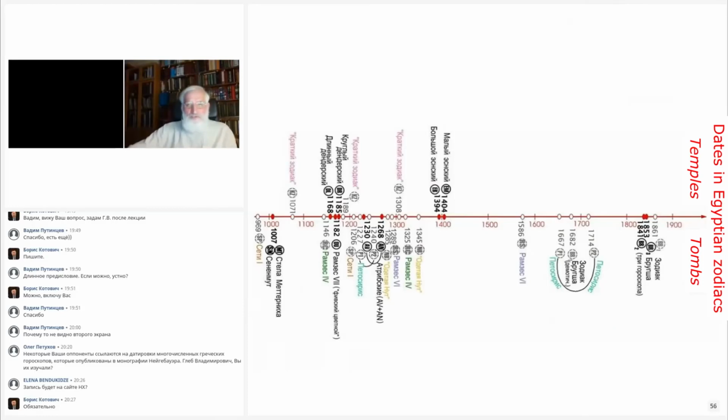Here are the dates of the Egyptian zodiacs. What can be seen here? The empty circles indicate where there are two options, while the solid circles where there is only one unambiguous option. This is shown by red circles. Empty circles mean there are two options. It is clear that there is a concentration in the 13th century. In the 14th century, it becomes less frequent, but there are still many in the 13th century.